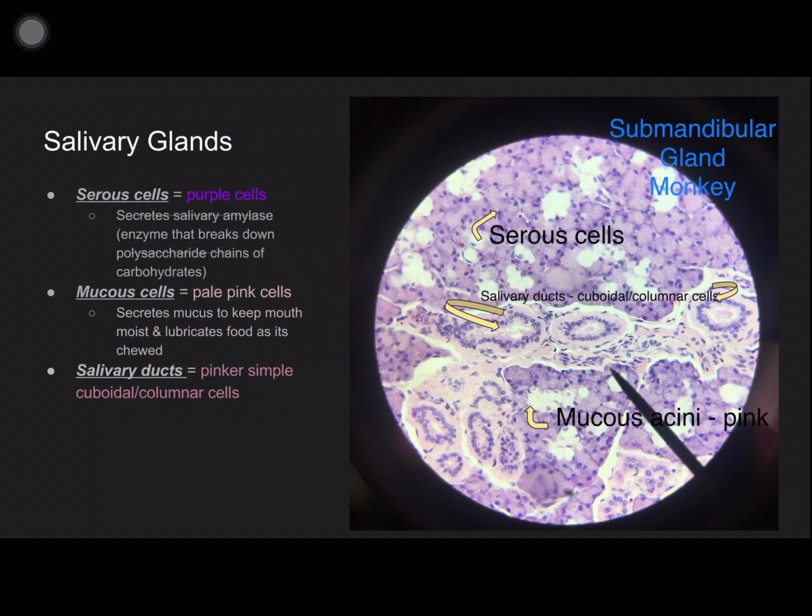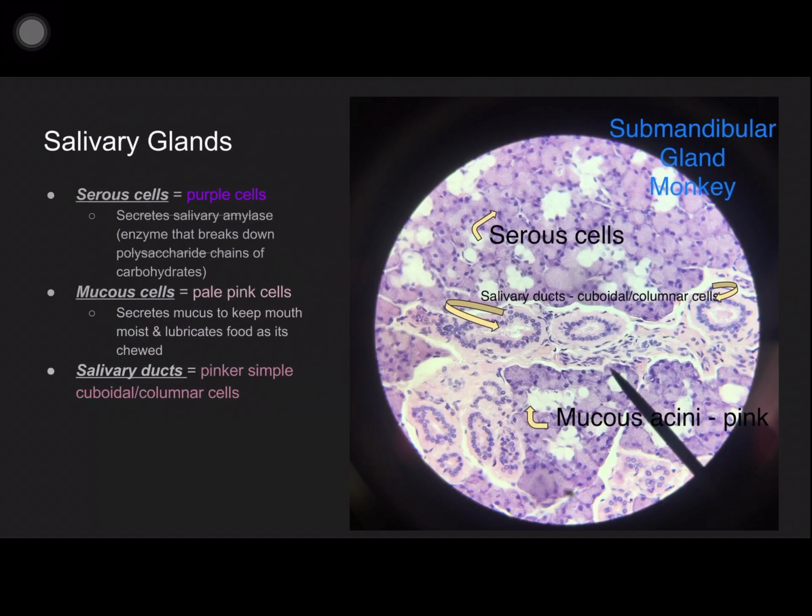So here right now we're looking at, in this picture, a submandibular gland of a monkey. So submandibular, it's the area low in the lower part of your mandible for a monkey. So important things to look for in a salivary gland slide are serous cells, mucus cells, and salivary ducts. So, purple color and pink.